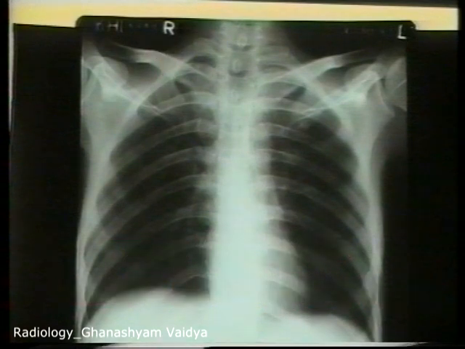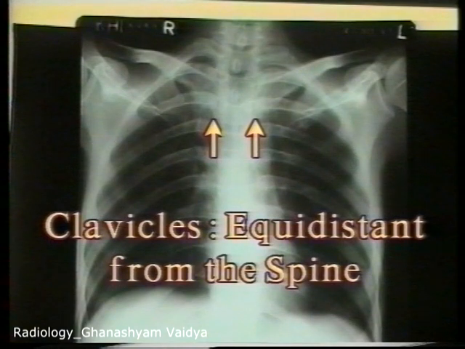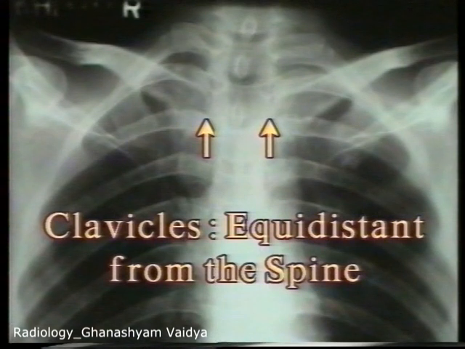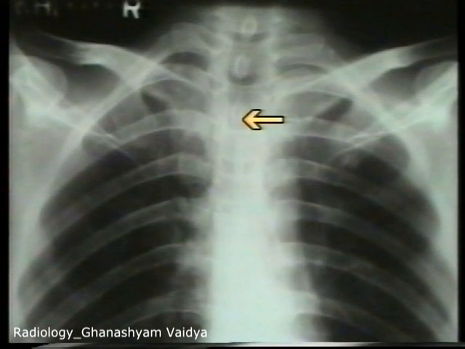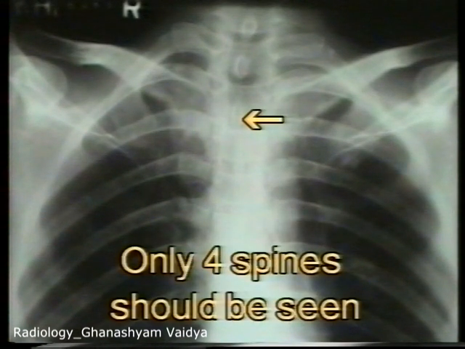Then confirm that it is well centralized and well exposed. In a well centralized film, the medial ends of both clavicles are equidistant from the spine. If they are not, then you cannot make any comment on the mediastinal shift, cardiomegaly, or on comparative radiolucency of the lung fields. In a well-exposed film, the spinous processes of only the first four thoracic vertebrae are seen. Others are hidden by the heart shadow.